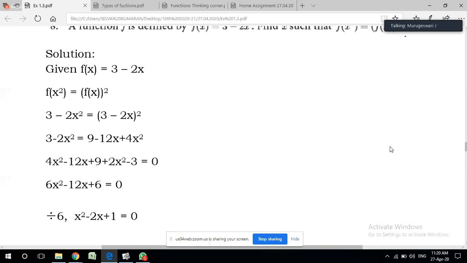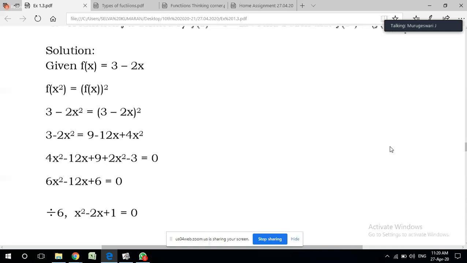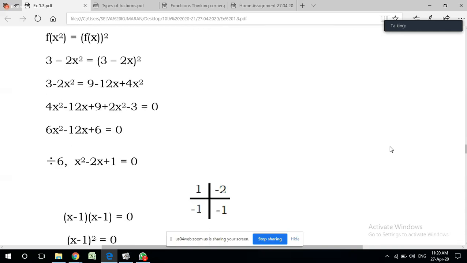You already learned in ninth, no? So factorization method. What is that method? You can multiply the quadratic equation, means we have two factors. So you can multiply these two factors, we get 1, the constant term, and adding the factors, we get the middle term, that is coefficient of x, minus 2. Okay. Likewise, you can find the factors.